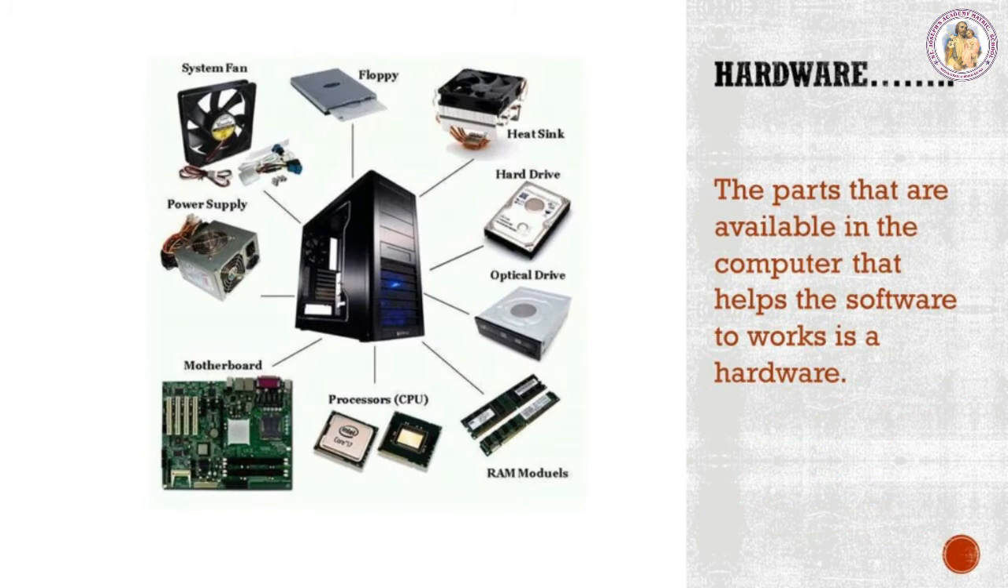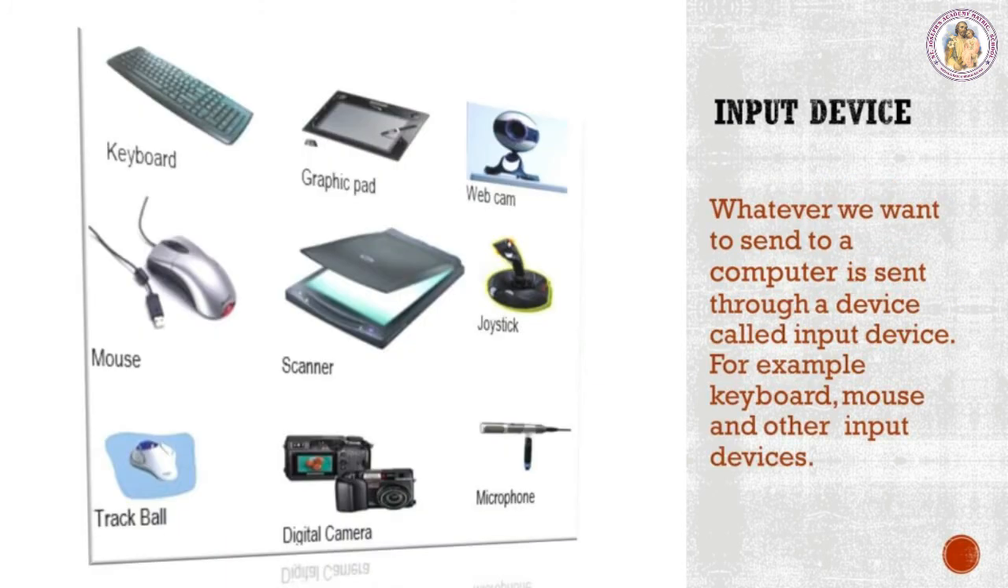Next, what is hardware? The parts that are available in the computer that help the software to work are hardware. See, the hardware of the CPU is shown in the picture, like floppy, the heatsink, hard drive, optical drive, RAM modules, processors, motherboard, power supply, and system fan.